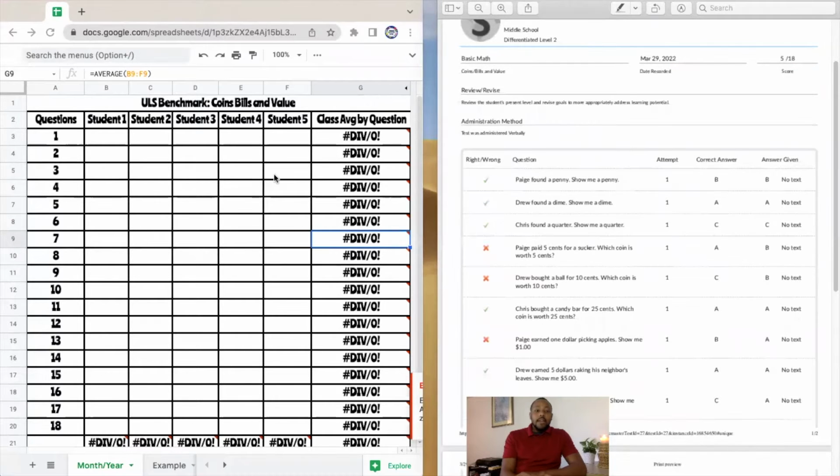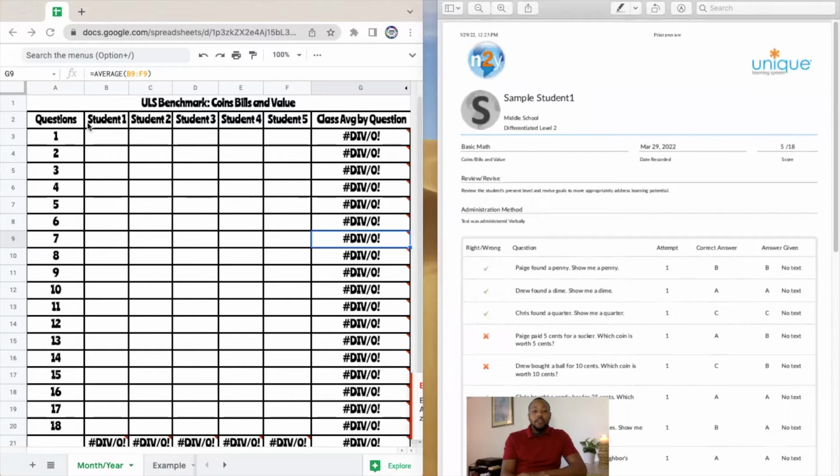So on this item analysis, we can see the name of the test at the top here, coins, bill, and value, and you can rename this to whatever you are using. In the first column, we have questions. So we have question number 1 all the way to 18, just in case the students finish. I have student number 1 here in the first one. So we're just going to put in that data.